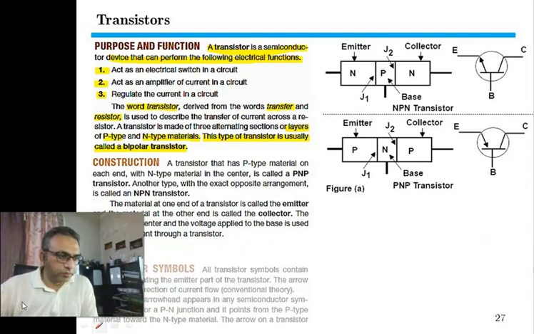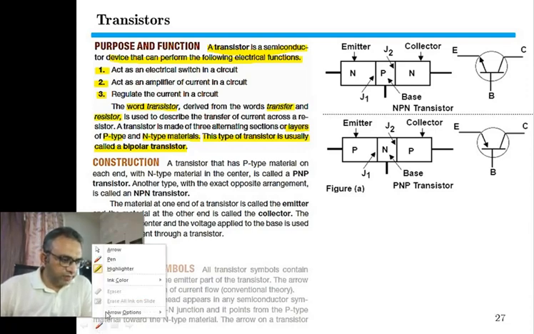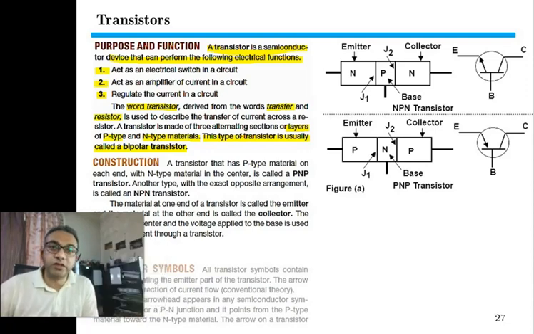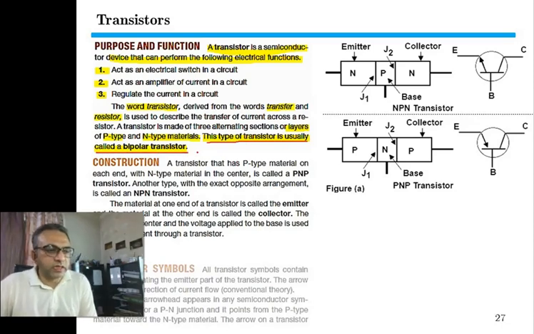Right, so before we go to the next paragraph, let us look at a very interesting line written by the author. I'm going to read the last line: this type of transistor is usually called a bipolar transistor. So what does the author mean by writing this type of transistor? We must not forget that there are many types of transistors, and the transistor that we are studying is called a bipolar junction transistor, or simply BJT.